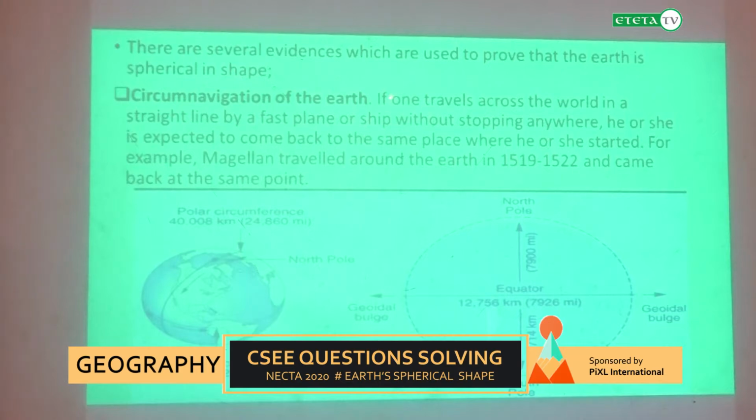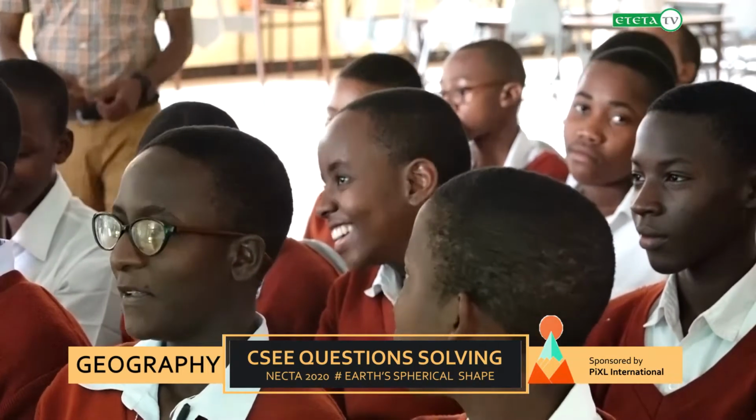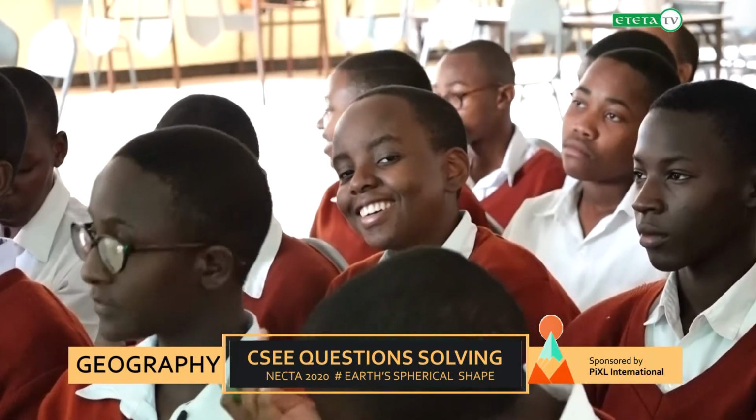And we said here, one must travel across the world in a straight line. If you start here, you go in a straight line, going around the world. And not only going in a straight line, but also in a fast-moving plane. It can be an aeroplane, without stopping anywhere. You must not stop anywhere. In that way, you will come back to the same point. This is the first point that proves that the earth is spherical.